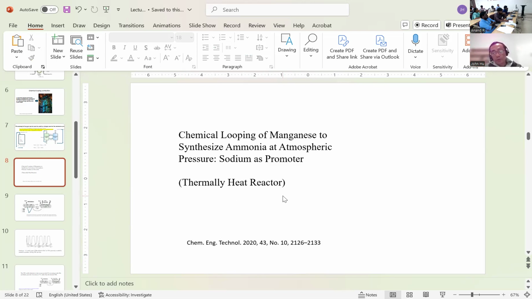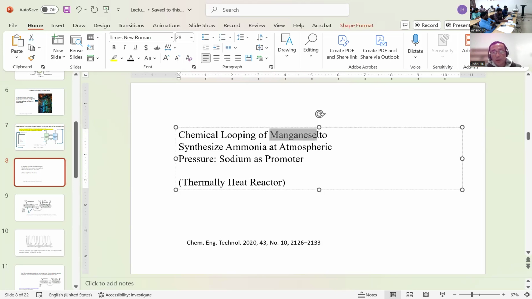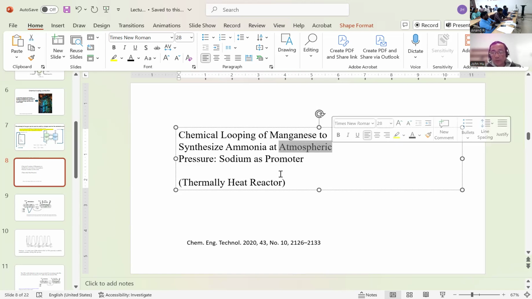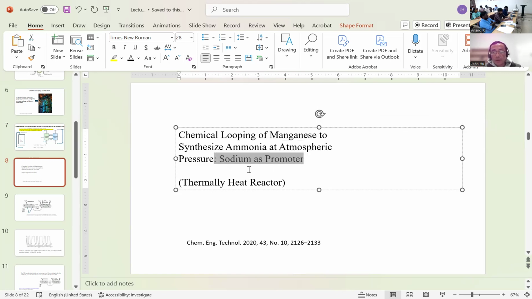I'm going to interpret what he did, but he didn't use plasma and he didn't use a microwave. In the next couple of slides, I'm going to explain the microwave and microplasma, but I want to give a very basic idea first. He did chemical looping ammonia synthesis using manganese as the nitrogen carrier, at ambient pressure, and also using sodium as a promoter.